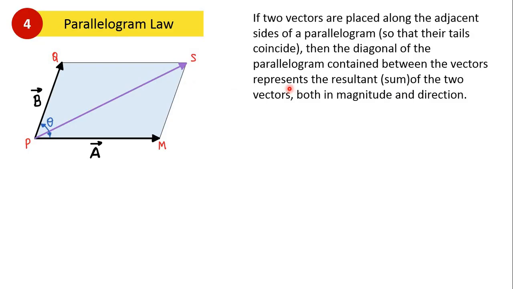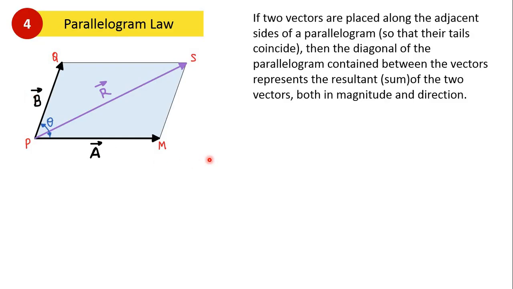That vector will represent the resultant or the sum of the two vectors, both in magnitude and direction. So the law says that if two vectors A and B, which contain angle theta in between them, are placed along the adjacent sides of a parallelogram, then the diagonal of the parallelogram which is contained between these two vectors will represent the resultant, means addition of the two vectors A and B along with magnitude and direction. That means the length of this vector R will be equal to the magnitude of the addition of A and B.